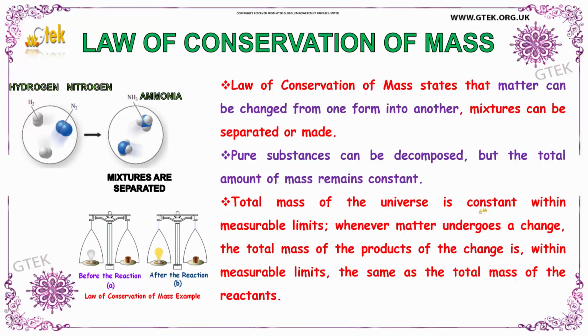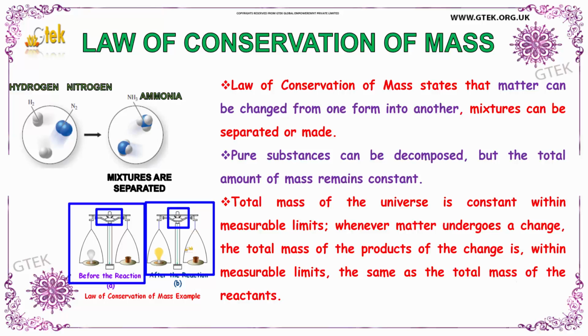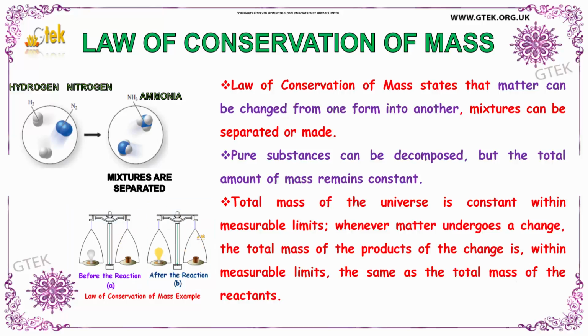Now I will talk about the law of conservation of mass. The law of conservation of mass is nothing but that matter can be changed from one form to another, and mixtures can be separated or made. Pure substances can be decomposed, but the total amount of mass remains constant. You can see here, before the reaction it is equal, after the reaction it is equal. So the matter can be changed from one form to another but the mass remains the same.